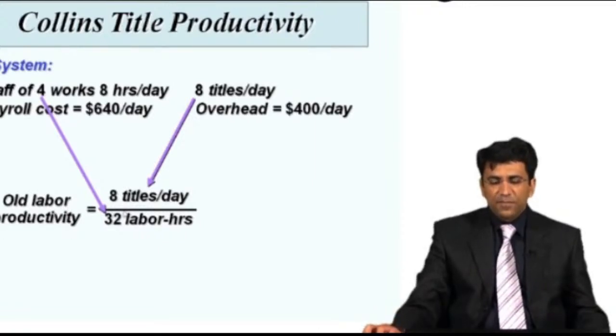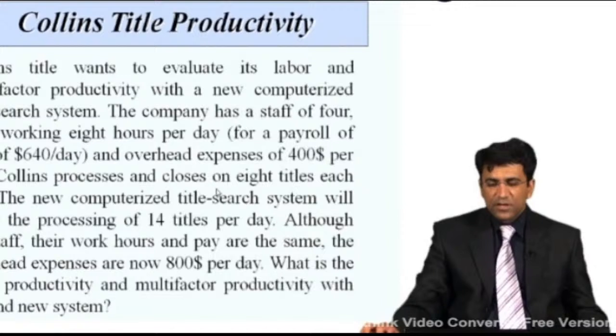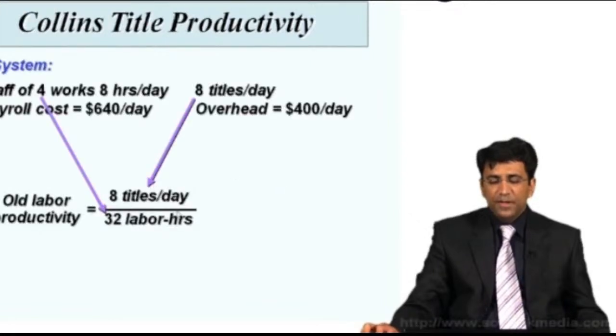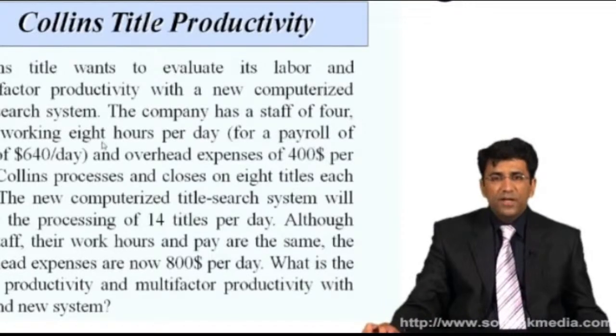So you can see with the old system, what was the output? As I told you, with the old system he was able to produce 8 titles. So this 8 is your output. And how many labor hours are being consumed? Again, that is 4 multiplied by 8, which is 32.